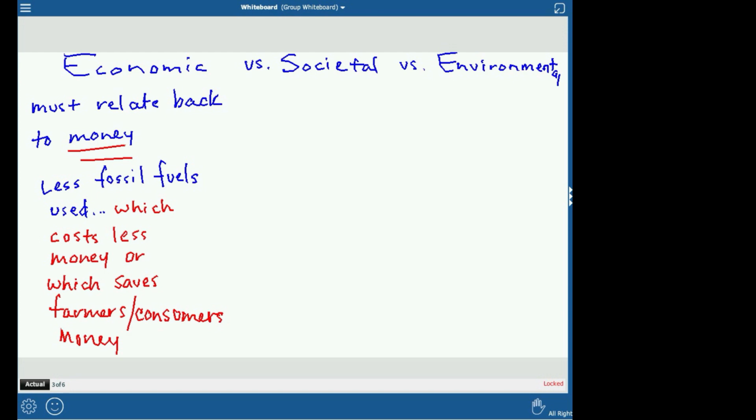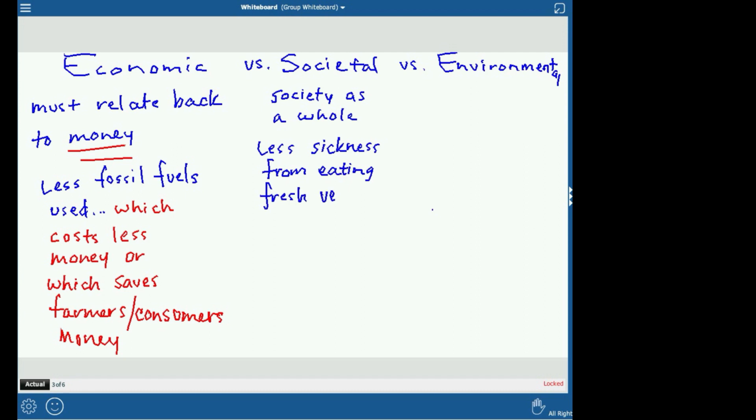Now let's talk about societal. Societal is like society as a whole. So you could say less sickness from eating fresh vegetables, which cuts down on healthcare needs, or something like that.